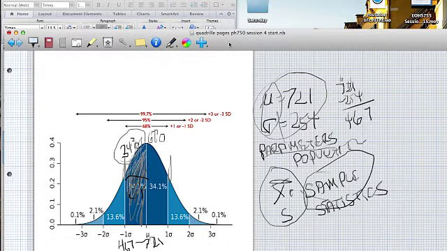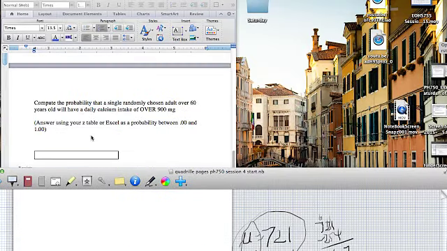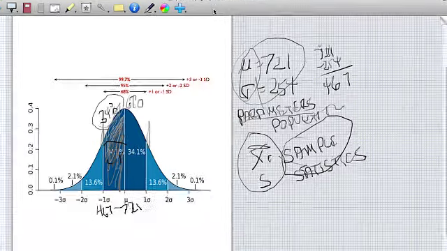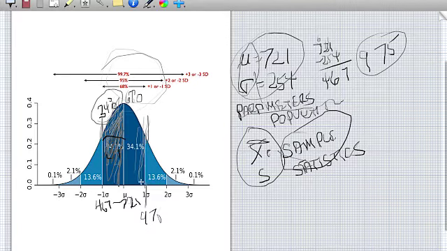Well, in this case, this problem is asking us, using these values, well, let's move up and see what it's going to ask us. Compare the probability that a single randomly chosen adult over 60 years old will have a daily calcium intake of over 900 milligrams. Okay, let's see where one standard deviation above would be. If I added those two together instead, it'd be 975. One standard deviation above is all the way up at 975. It'd be too far up for us. So it isn't going to be easy to use this empirical formula to calculate this very accurately, because I really am constrained to an estimate that involves an exact number of standard deviations above and below.